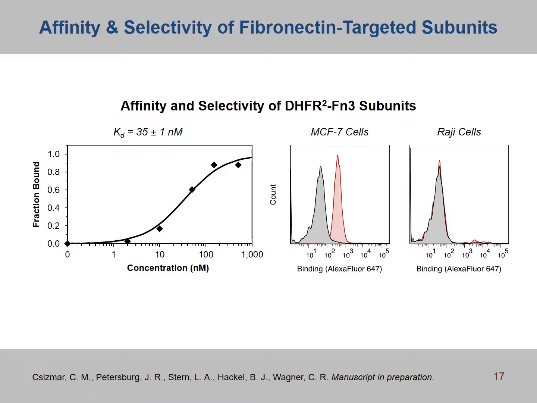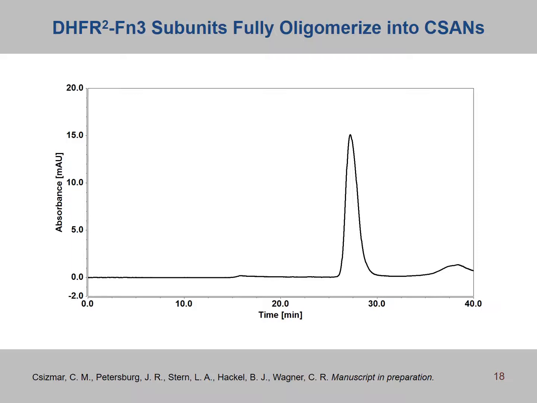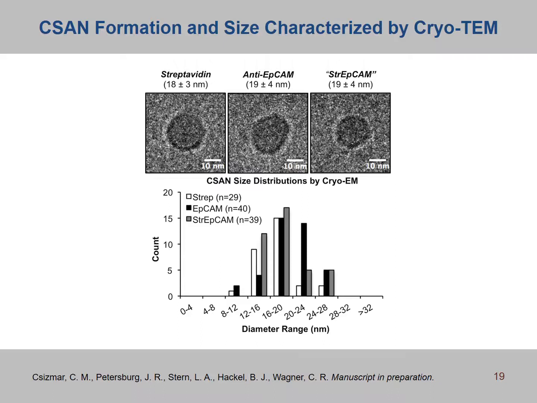In this case, we did experience a 2-fold loss in affinity from 17 to about 35 nanomolar, but we still observed no off-target binding, here using EpCAM-negative Raji cells as the control. Furthermore, the individual fusion proteins are purified as monomers, and in the presence of the bis-methotrexate dimerizer, they readily and completely oligomerize into Csans. We can further demonstrate nanoring formation by cryo-TEM, where we observe the Csans themselves. Our size analysis indicates they have a mean diameter of about 19 nanometers, and this correlates well to dynamic light scattering measurements we've obtained for these species as well.